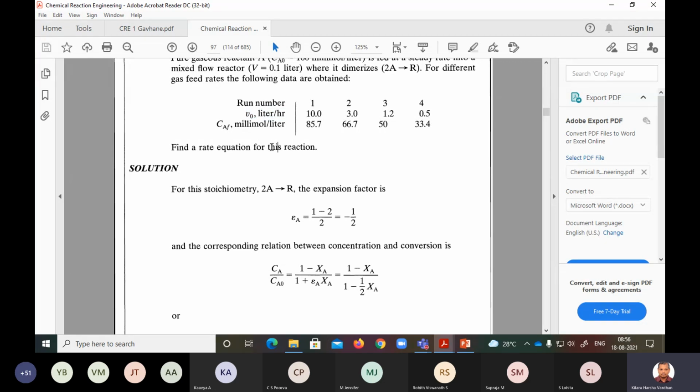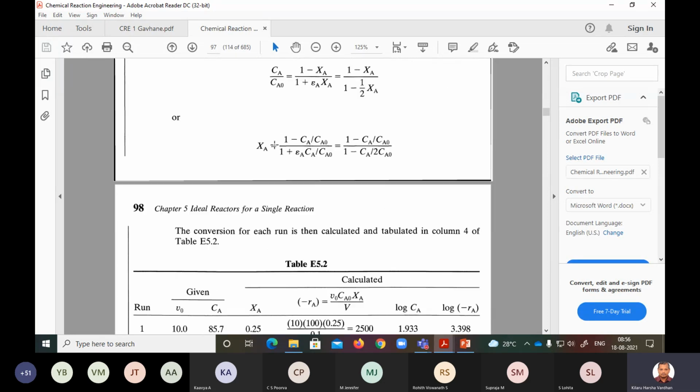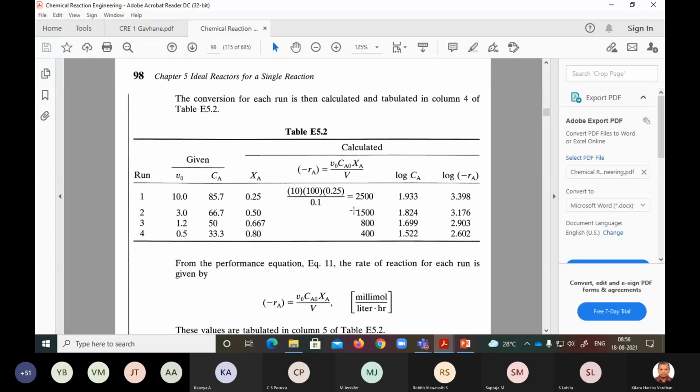So make sure that everything you are substituting has the same units. Here also millimole per liter, right? When you are putting liters, you put liters. When you are putting meter cube, you put meter cube here also. Make sure you convert to the same unit so that it gets cancelled out. So minus RA is 250.